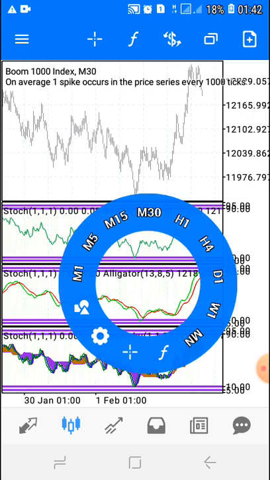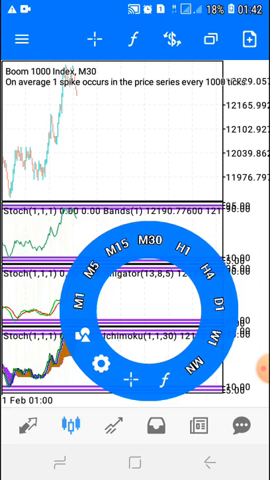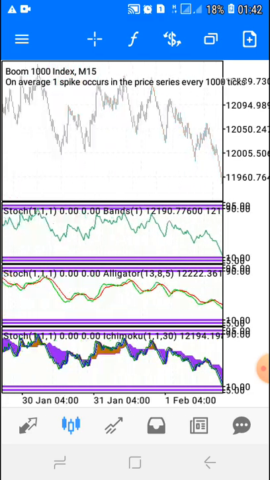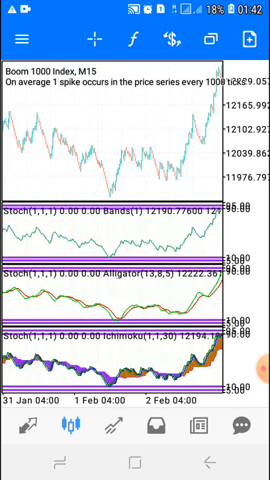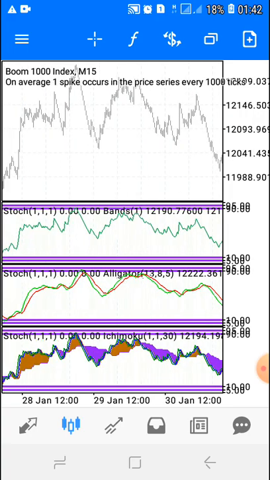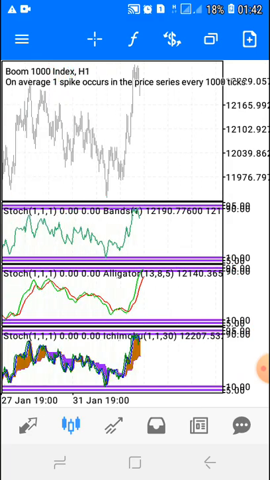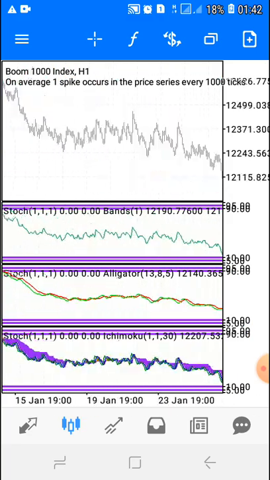Okay, we can see over here that there's a slight uptrend. Okay, a little uptrend. So when we get to the 15-minute time frame, we can actually see that the market is currently moving in a heavy uptrend. But we want a downtrend because remember, Boom 1000 likes to spike to the upside. So let me just go back to the 1-hour time frame.